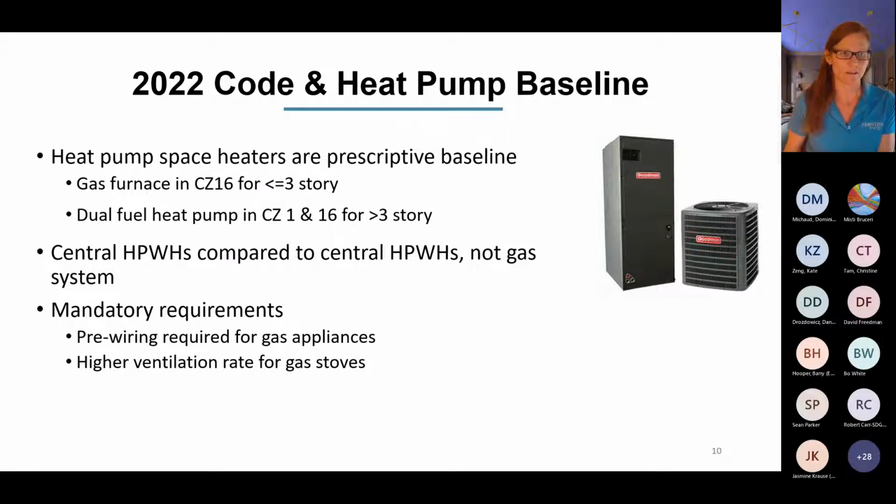And just one other change that I think is of interest to the folks here on the call today is some mandatory requirements that if you do install gas appliances within the dwelling units, you have to pre-wire them to accommodate future alterations to an electric appliance. So to reduce that cost when you do replace it with an electric appliance. And if you install a gas stove, you have to provide higher ventilation rates to remove the pollutants from the gas combustion.